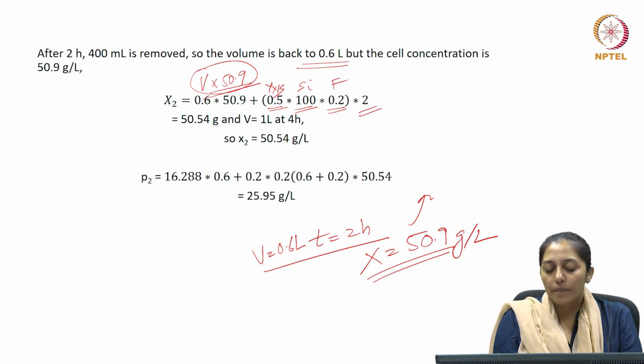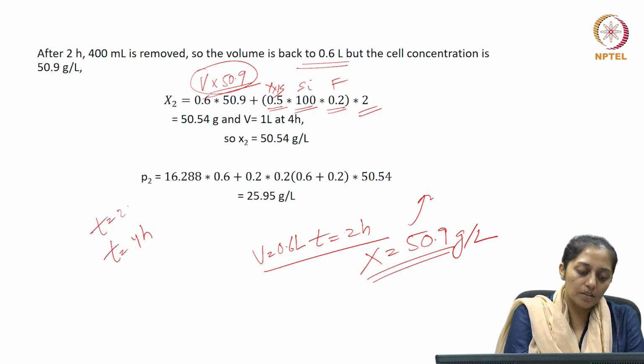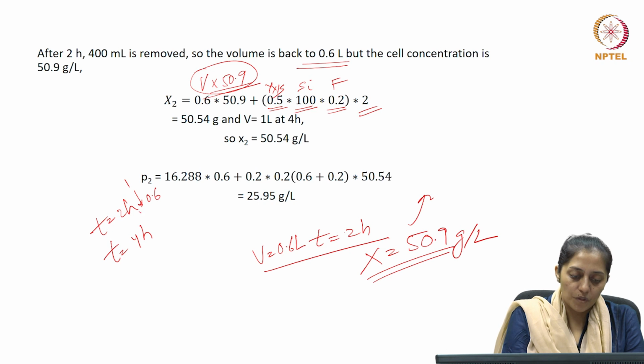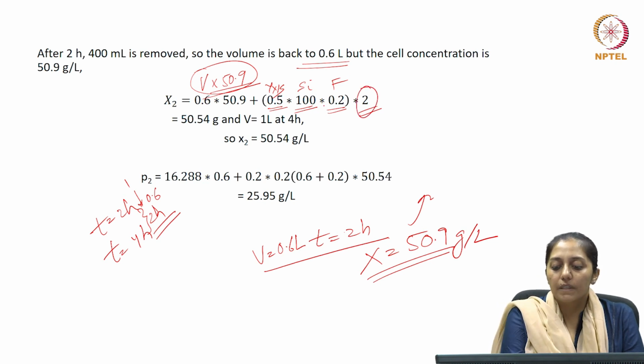And T is, because till 4 hour, T is equal to 4 hour and we had started at T equals 2 hour, where the removal happened and the volume reduced to 0.6 from 1 liter. So, how long was the feed done? The feed was done for another 2 hours. So, here the T value is 2 hours. We will come to know the amount of biomass which we can obtain at the end of the 4th hour, which is 50.54 grams.